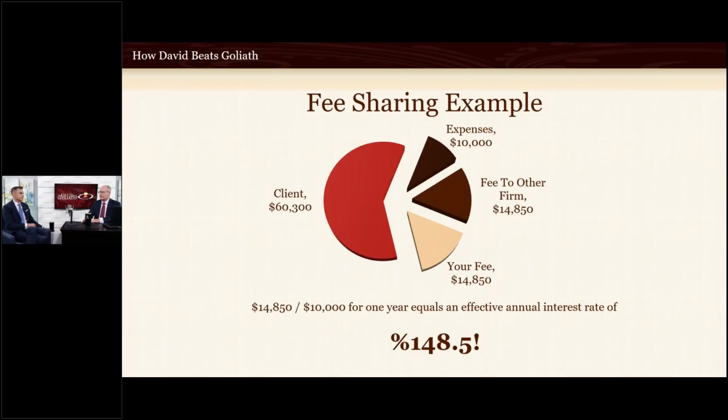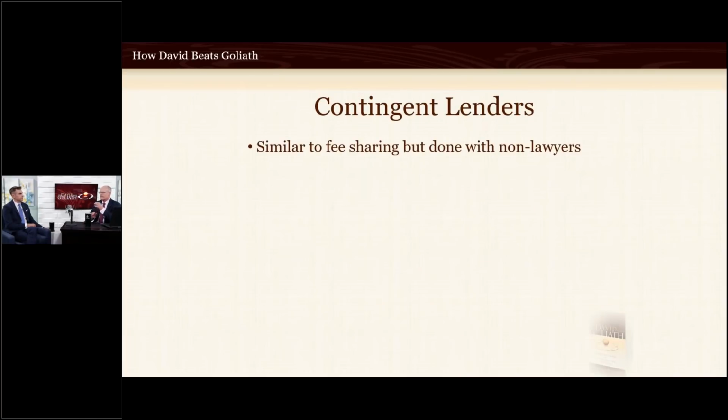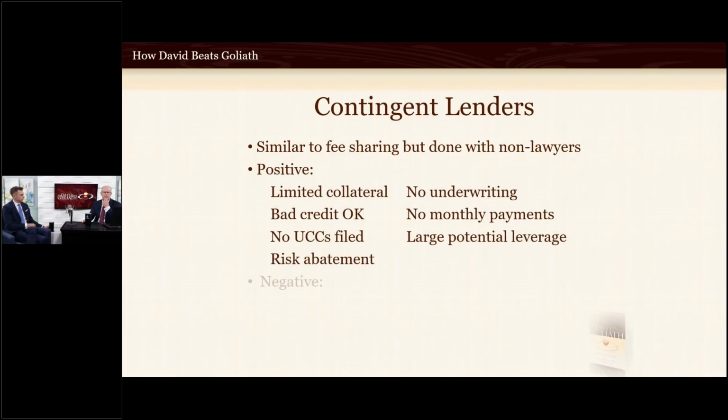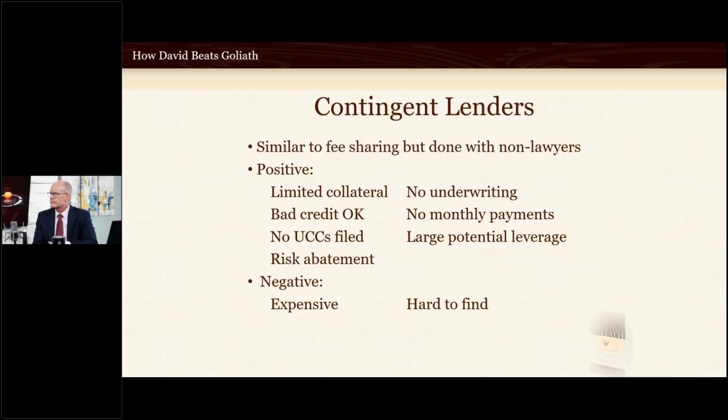Fantastic. Let's talk about the next type of capital, Jeff, and that's contingent lenders. And these are also referred to as non-recourse lenders. Are you seeing those in the marketplace right now? We are, and it's a really expensive cost of capital.